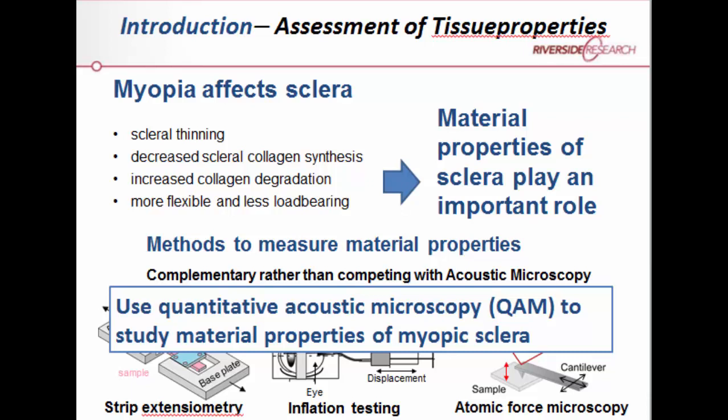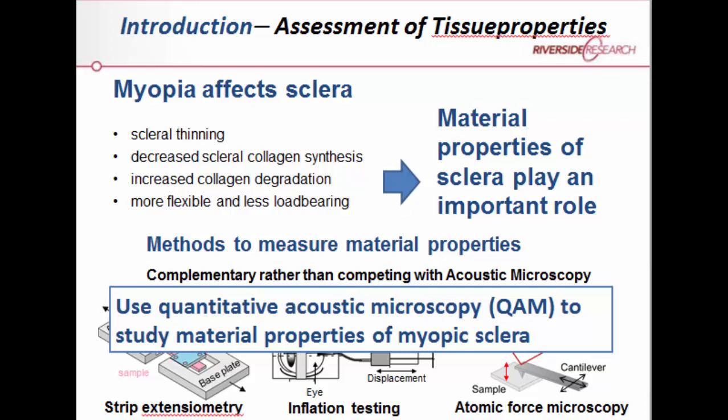Well, there are different approaches that have been proposed. For example, you can do strip extensometry, where you fix the sclera on clamps like this, and then you just pull on the sclera, and by this you can measure the elastic modulus. Or you have inflation testing, where you pump the eye with some fluid, and you measure how the eye is inflating. And you can also do atomic force microscopy, which also gives you information on the elastic modulus at very small spots.